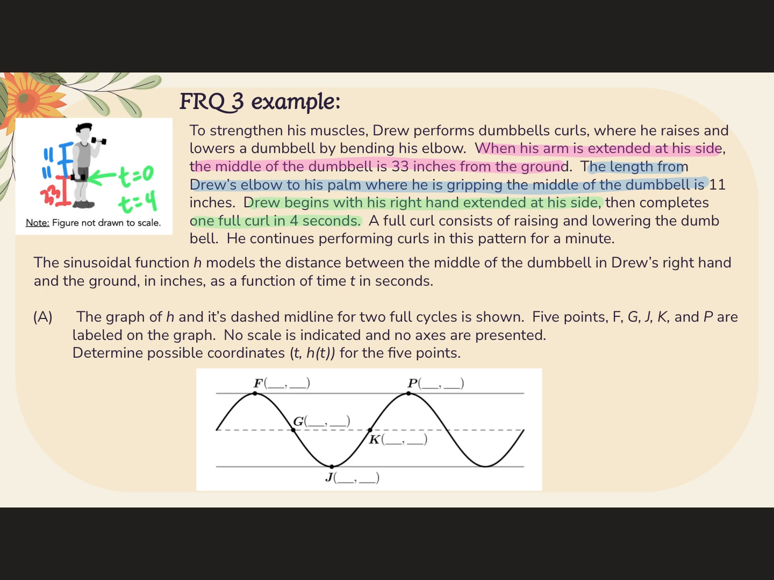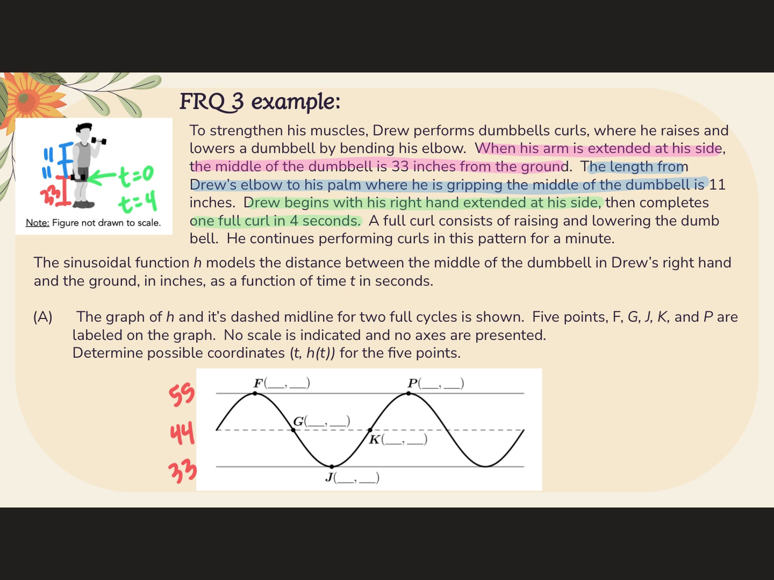All right, so now on to the graph. I like to start with the output values, the y values. And it looks like here his minimum height is going to be 33, so that needs to be the bottom of those vertical values. 11 inches above that would be 44. That's going to be the midline when his arm is halfway up to the top of the curl. And at the top, it'd be 11 inches above that, so it's going to be 55 inches off the ground.